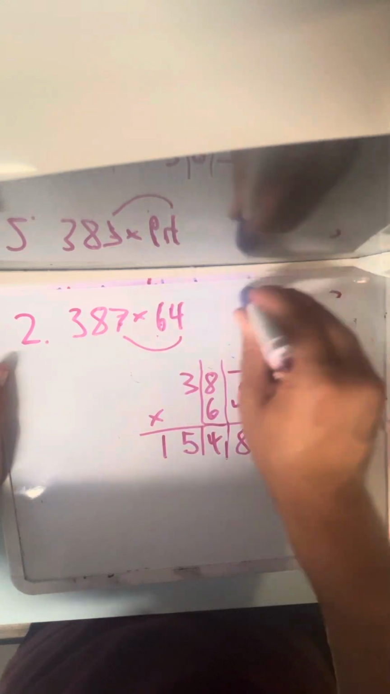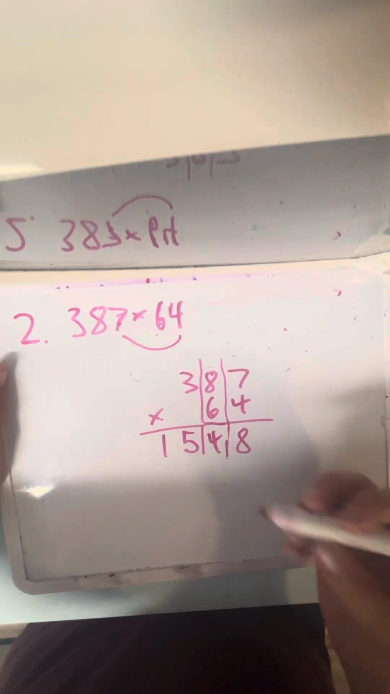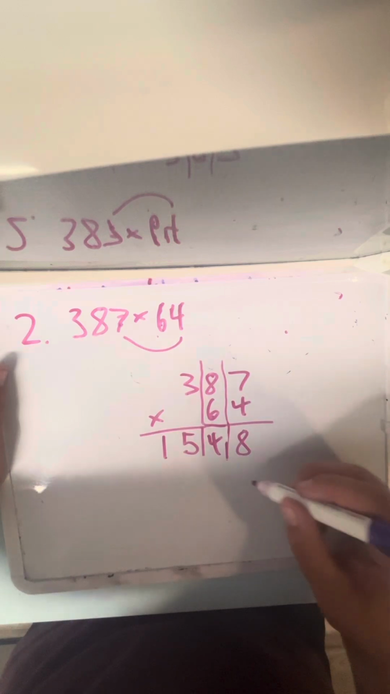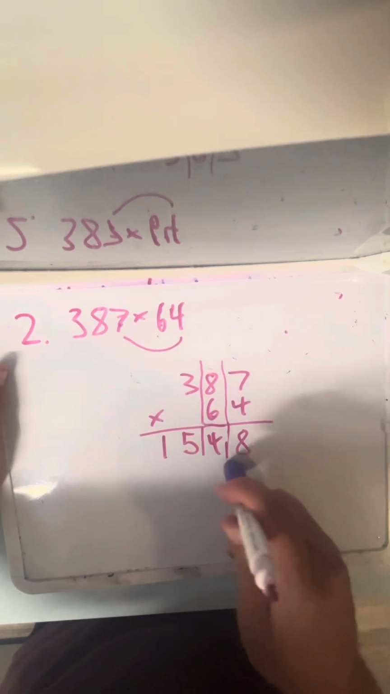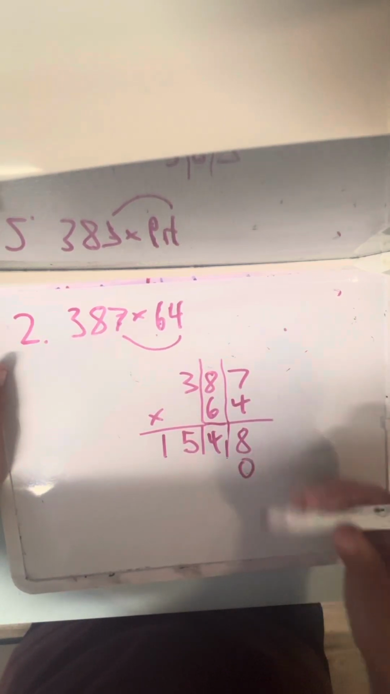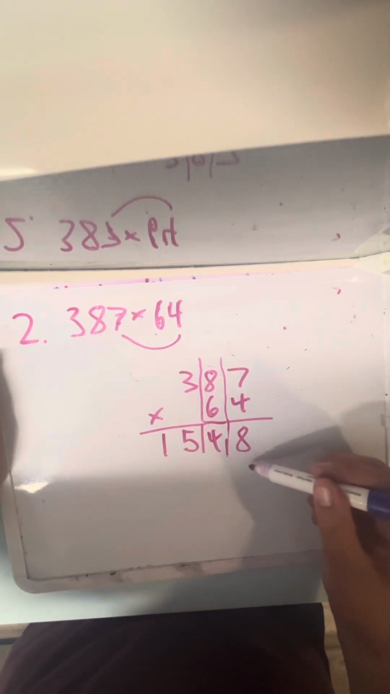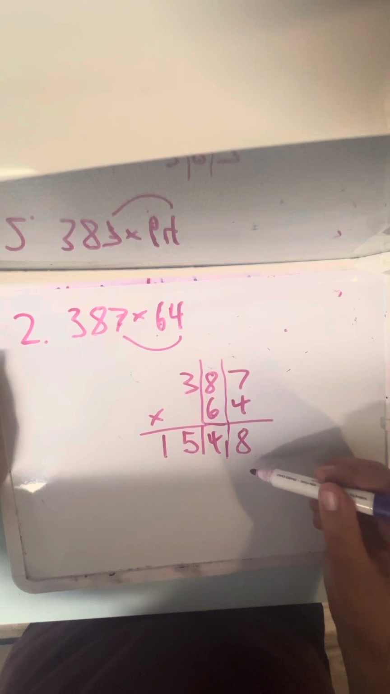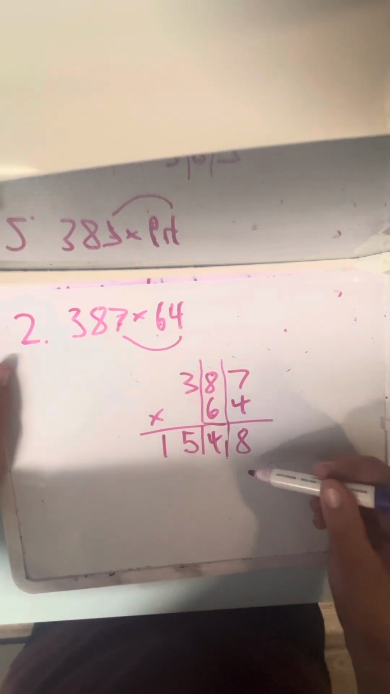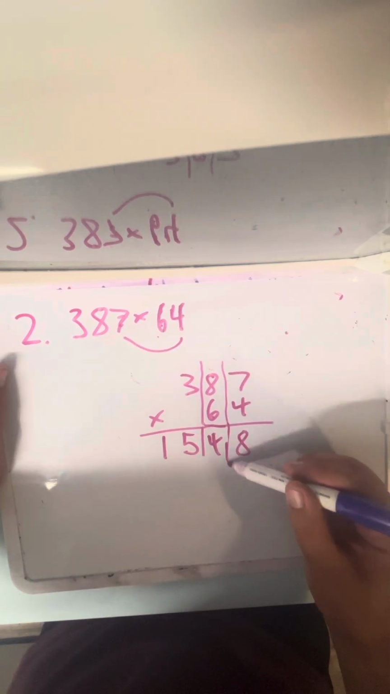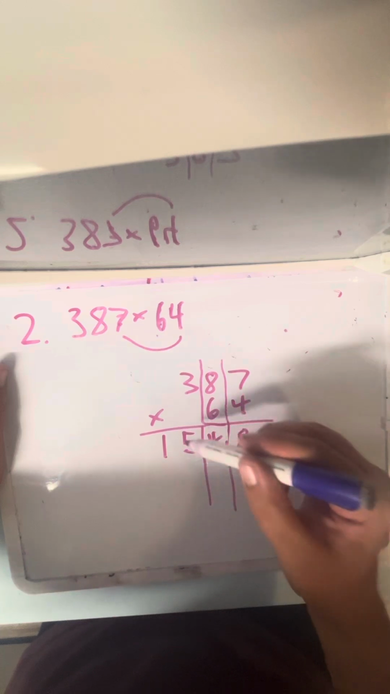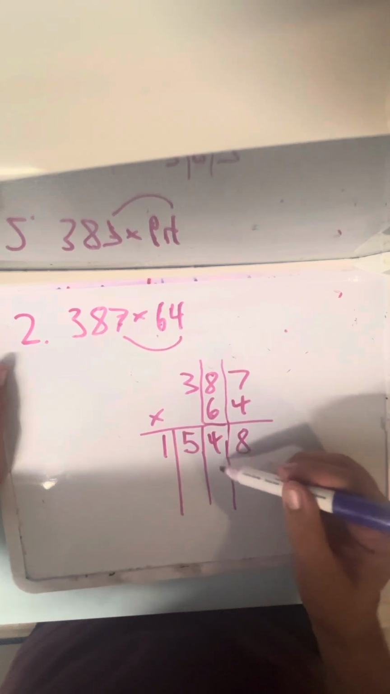So what we do is, sometimes you can put a slash there, a line, a 0. I prefer just to leave it blank. I put nothing in this column. So I start immediately with putting my answers to my multiplication problems in my tens column.